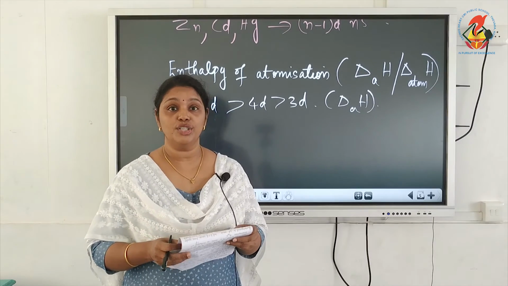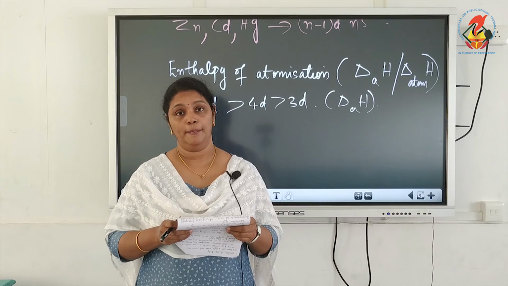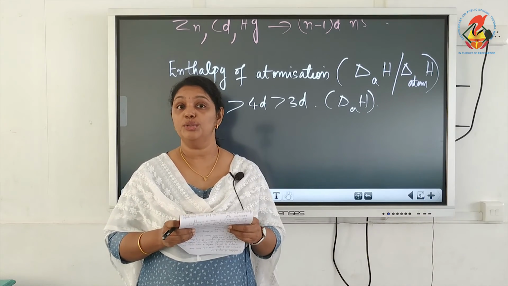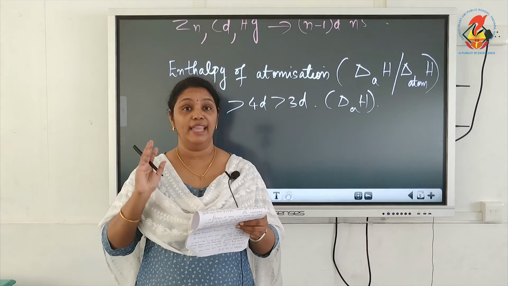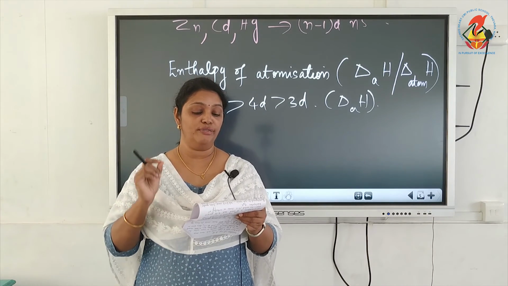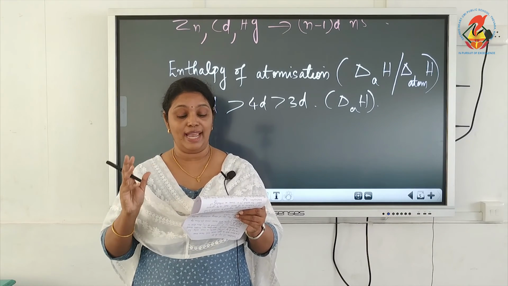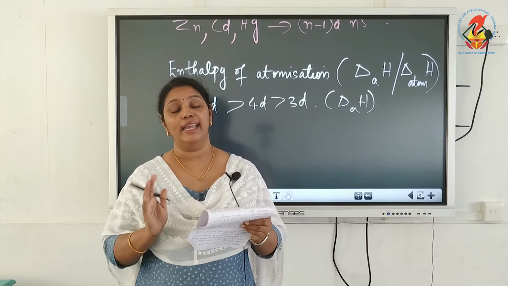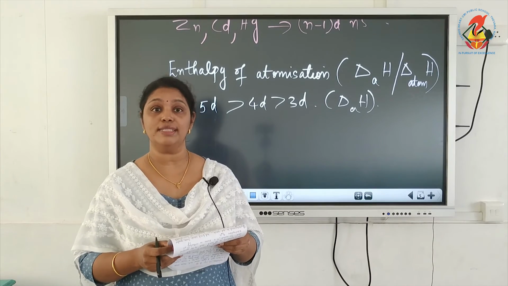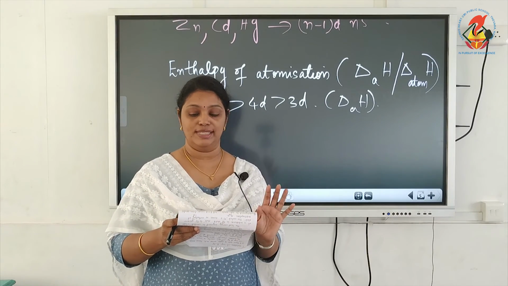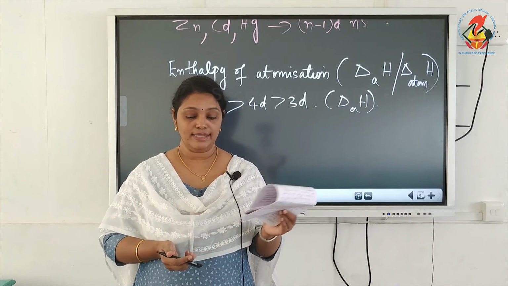Now next question. Why do transition elements exhibit high enthalpy of atomization? A very important question. The answer is due to large number of unpaired electrons. They have strong metallic bonding resulting in high enthalpy of atomization. So since there are large number of unpaired d electrons, there is strong metallic bonding which results in high enthalpy of atomization.